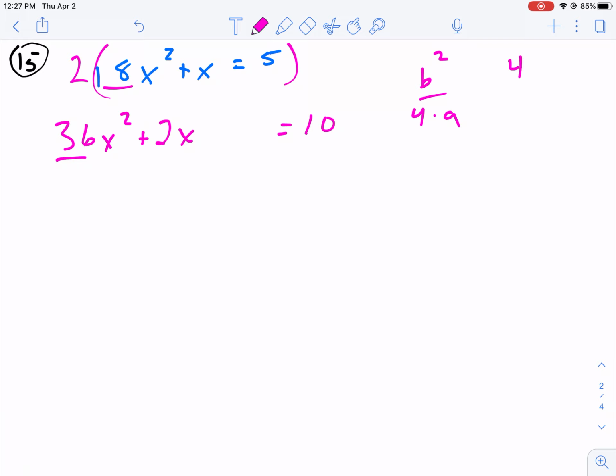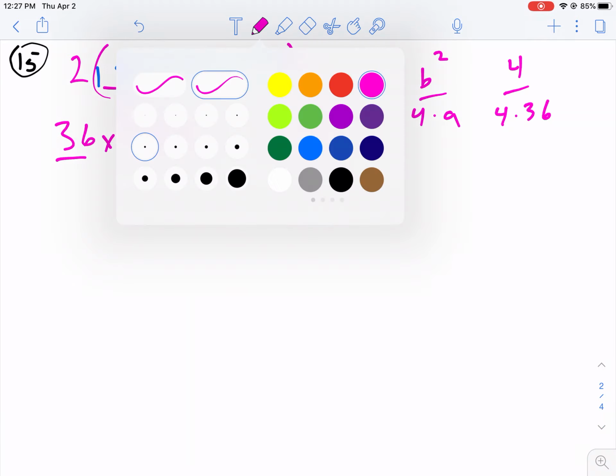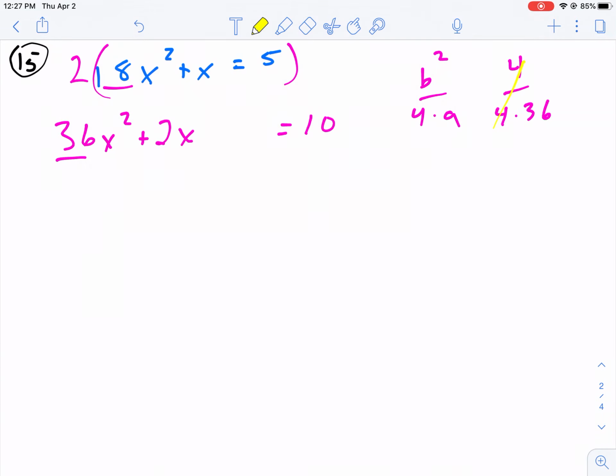So it's going to be 4 over 4 times 36, which I can already simplify to 1 over 36 because the 4's are going to cancel out. So those guys will go away. And then we're left with 1 over 36. So that's what we're going to add to both sides.